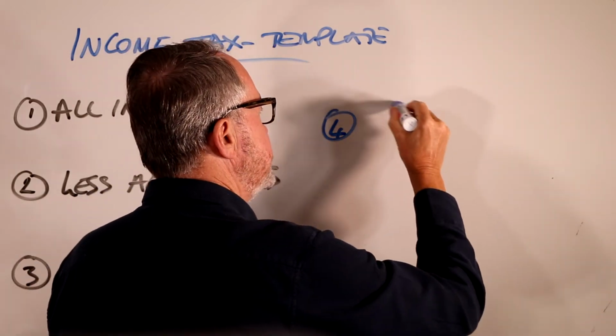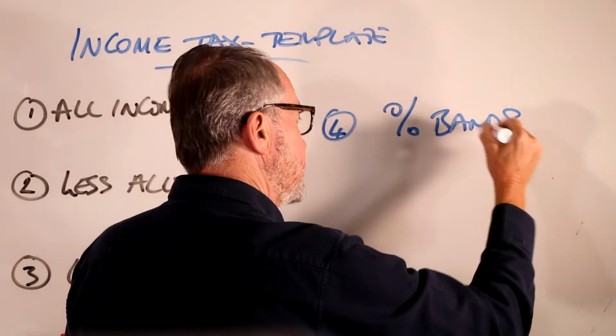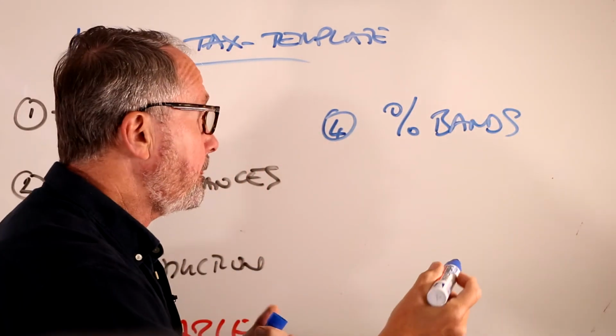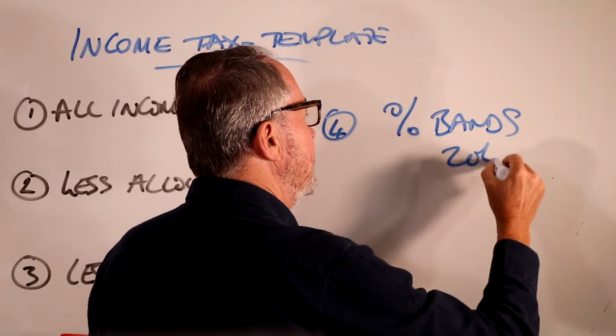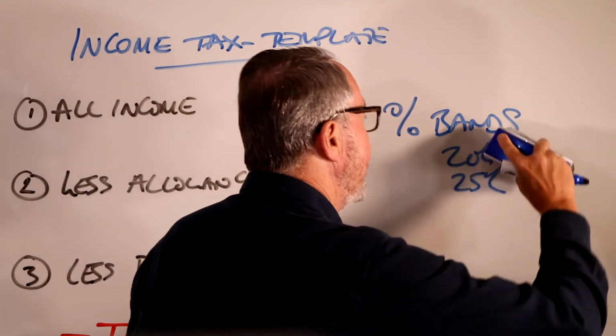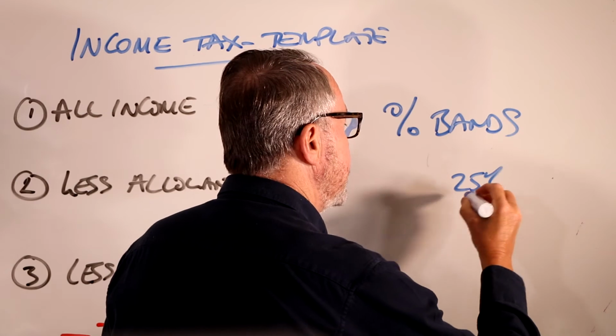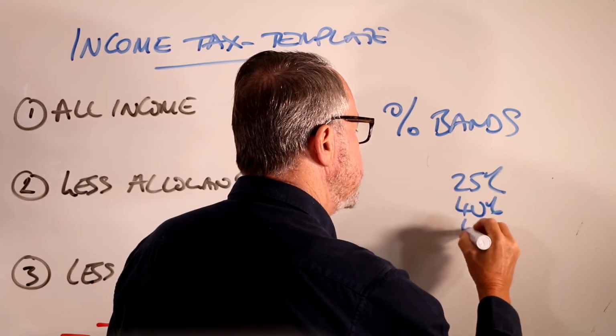So here we have the percentage bands of tax. Now again, look at the tax sheet, see what they are. You'll have basic rate tax, you'll have 25%, let's get this right. You'll have higher rate tax, there you go, let's scrub that out. Higher rate tax and additional rate tax.